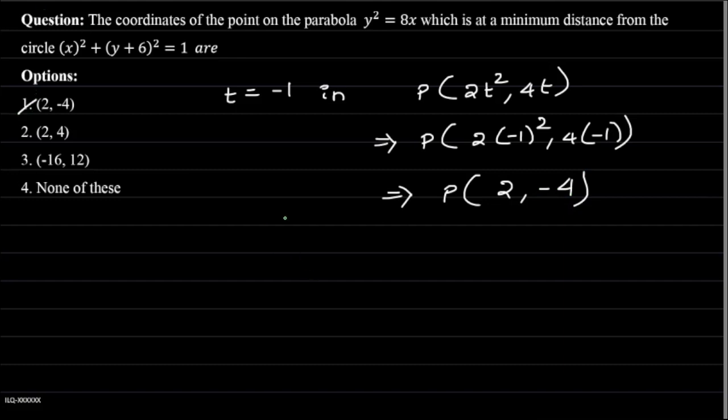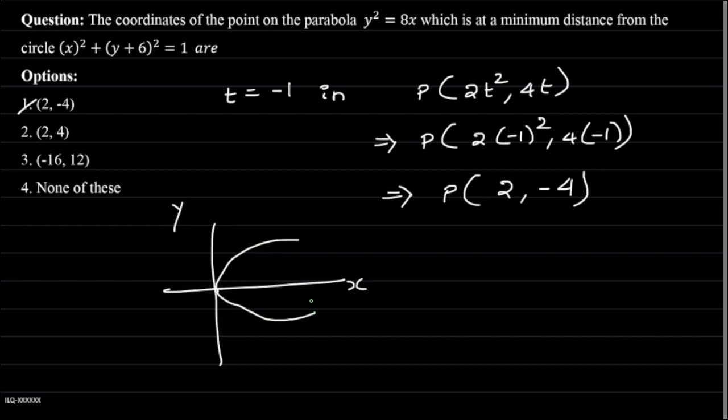And we can also solve this kind of problem in an easier manner, which saves us time. So we have the parabola, which is like this. This is the x-axis and this is the y-axis. The equation y square is equal to 8x is in this form, and the center of the circle is (0, -6), which gives us the center here, with a radius of 1. So we have to find a point on the parabola which has the minimum distance from the circle.